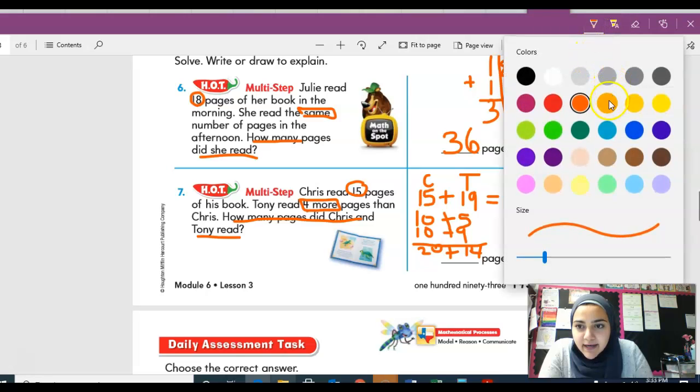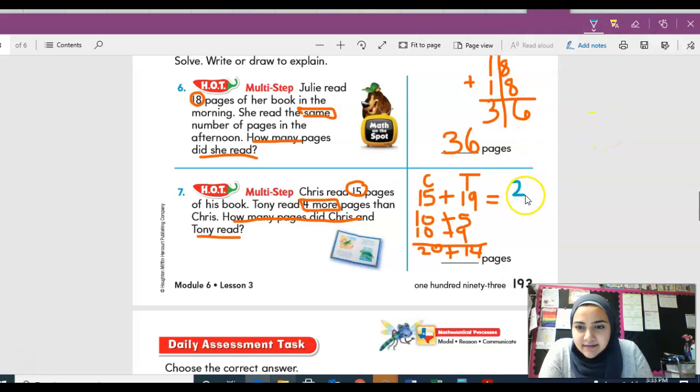Now I ask myself, what is 20 plus 14? So then I'm going to write 20 plus 14, elevator, escalator, is what? Separate the ones and tens place. 0 plus 4 is 4, and 1 plus 2 is 3. So how many pages did Chris and Tony read all together? They read 34 pages. Very good.